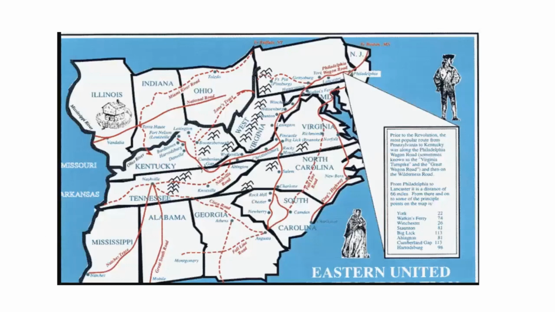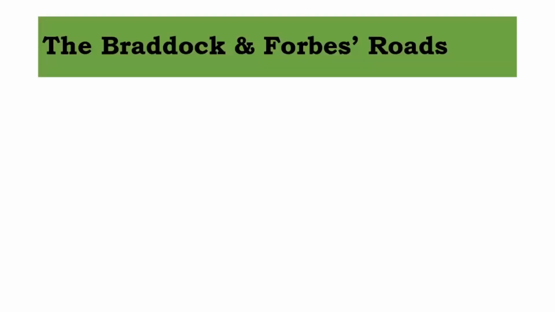This is just a picture early on of Philadelphia and the Lancaster Road, Pennsylvania, the Wagon Road, and also known at various times as the Virginia Turnpike. Remember, Virginia, in colonial times, stretched all the way to what is now today Kentucky and part of Indiana and Tennessee. The Braddock and Forbes roads.